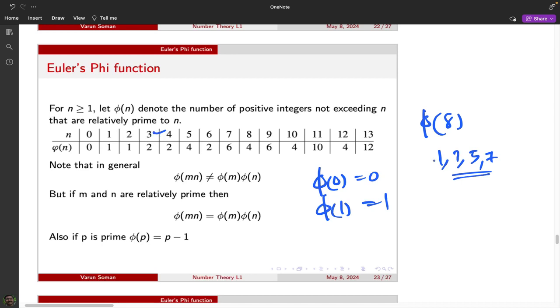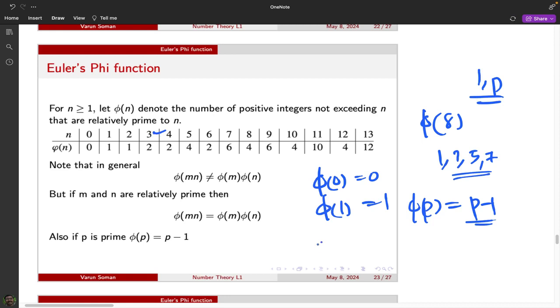You can see that for prime numbers, because they have no common factors except 1 and p itself, phi of p will be p minus 1. That is why phi of 11 is equal to 10, phi of 13 is equal to 12, and phi of 7 is equal to 6. So for prime numbers, phi of p is equal to p minus 1.